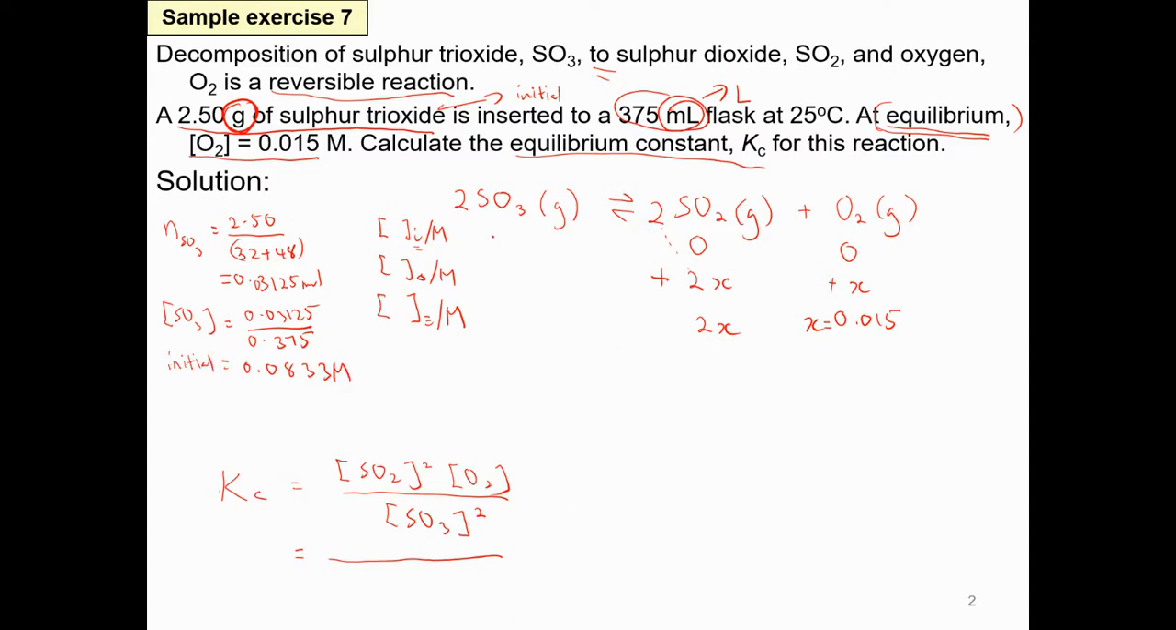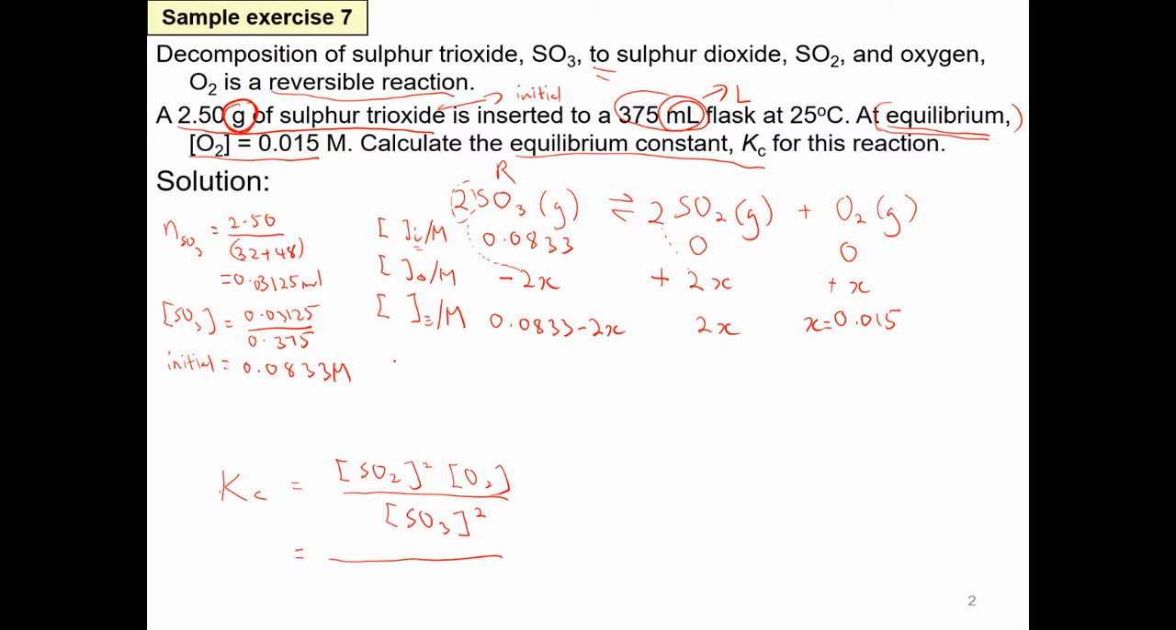So this is our initial concentration. So we put it here, 0.0833. And then we know if it's a reactant it will reduce. So how many times? 2 times because of the coefficient. So at equilibrium, the balance, we have 0.0833 minus 2x. Okay, now we have our complete ICE table.